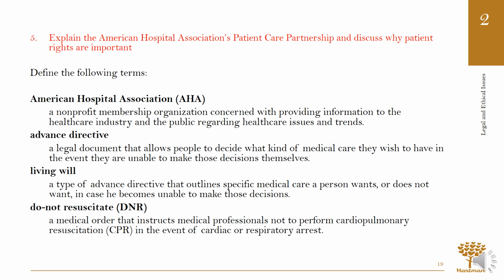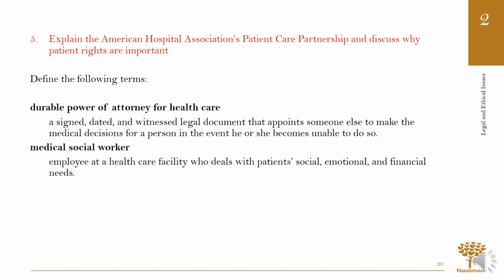A do not resuscitate order, otherwise known as a DNR, is another type of advance directive and indicates that a patient does not wish for medical professionals to perform any type of cardiopulmonary resuscitation in the event of a cardiac or respiratory arrest. An advance directive can also designate a person other than the patient to make a medical decision if that patient becomes ill or disabled. This is called a durable power of attorney for healthcare, otherwise known as a healthcare proxy.